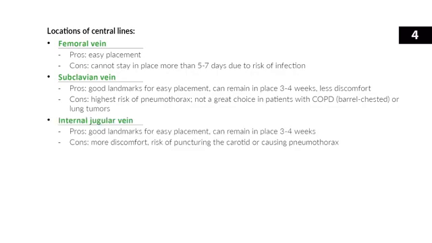The internal jugular vein, or IJ, is a good choice because there are good landmarks, and it can usually remain in place for 3 to 4 weeks, but it can be a little more uncomfortable to the patient, plus there's a risk of puncturing the carotid artery or causing a pneumothorax. And with the left IJ line, there's a risk of perforating the left subclavian artery. Now it's time for the end of session quiz, so work through those questions, then we'll go over them together.